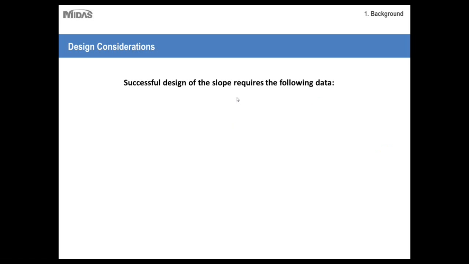Successful design of the slope requires the following data. First we need the properties of the soil and the rock mass, and slope geometry, so just the basic geometry of your project site and slope. Next, your groundwater conditions. Groundwater conditions, or to be more precise, pore water pressure, has a very strong effect on the stability of a slope, and we'll discuss that in greater detail in the fourth section of this lecture.